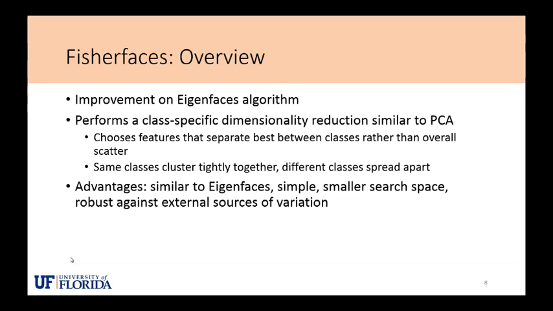The idea here is that instead of just grabbing the greatest principal components, it actually does a class-specific reduction, so it will choose features that separate best between the classes rather than overall. Basically this looks for the same classes to cluster tightly together while different classes spread apart. The advantages are similar to the eigenfaces in that it's a simpler, smaller search space, but it also has the benefit that it is robust against external sources of variation, and we'll see that later on.